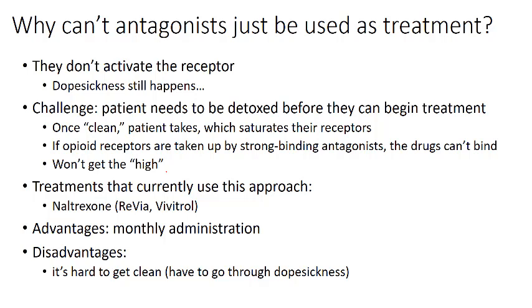Naltrexone is currently used, and its formal drug name is Revia or Vivitrol. Its monthly administration is a big advantage for busy people who need to go in and get treatment. However, it also has clear disadvantages. For one, it can be really hard for addicts to be clean since they have to go through dope sickness. So this is certainly a tougher method of treatment.